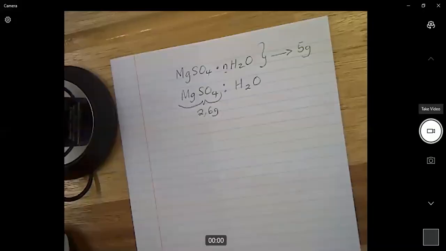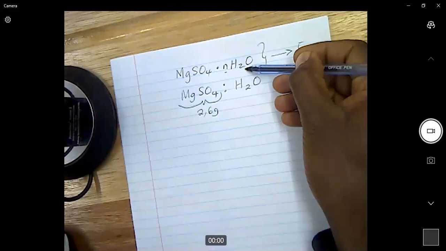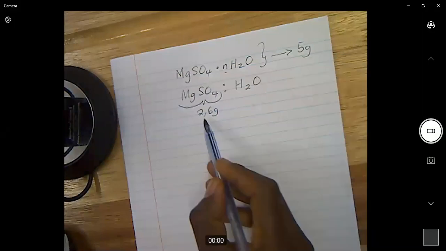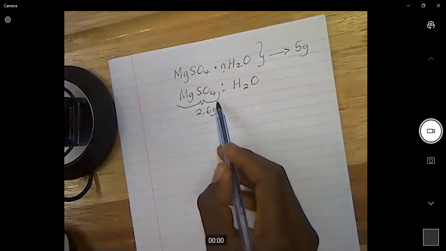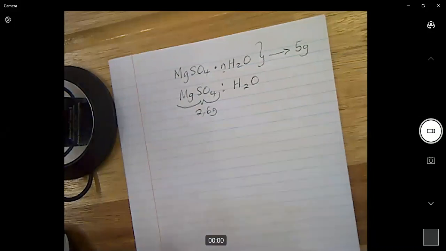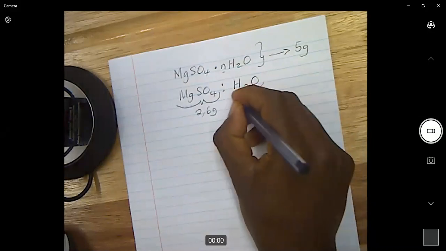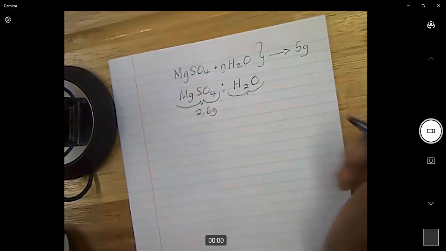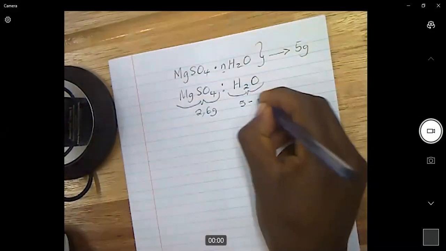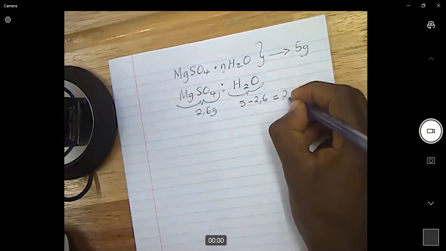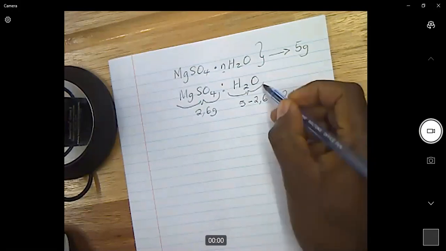So the original sample had 5 grams, including MgSO4 and the water. We heat this, and all the water evaporated. What remained? We remained with 2.6 grams of MgSO4. The one that went into the atmosphere was the water that became a gas. So we need to find the mass of the water that evaporated. I'm going to say 5 minus 2.6, which gives 2.4 grams. So 2.4 grams is the mass of the water.